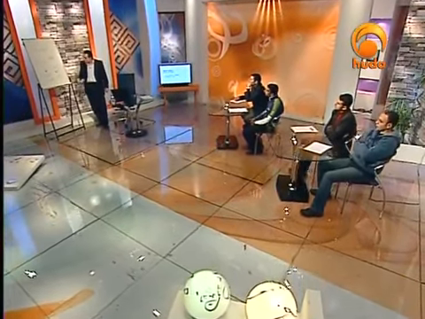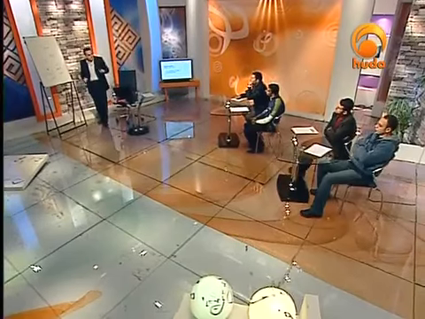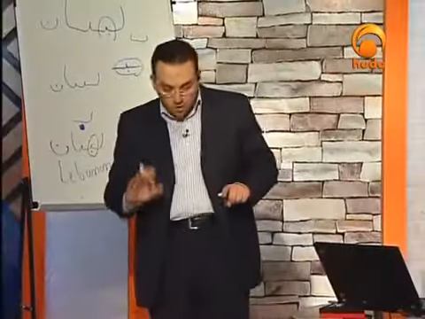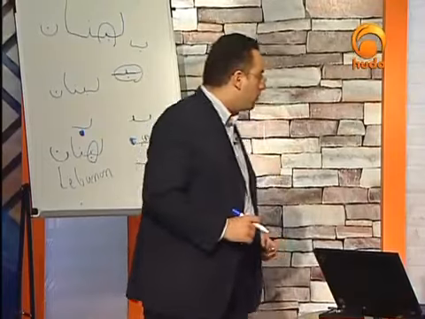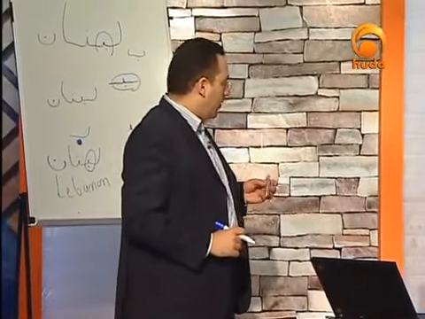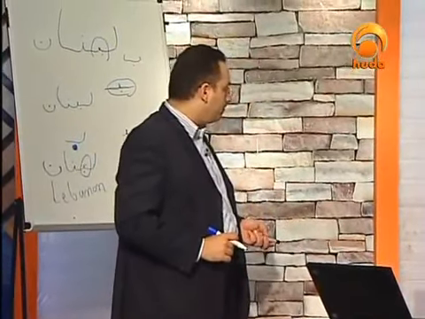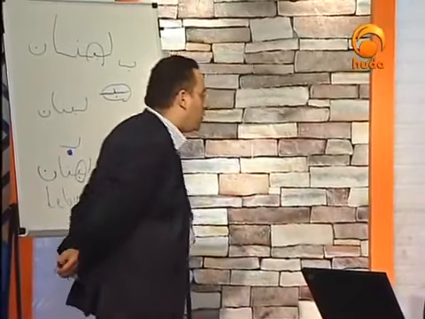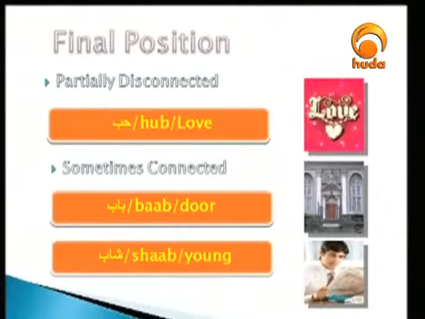Now let's move on. We discussed how we can write this alphabet in initial form, in the medial form, and the final form will be, as you see, partially connected, sometimes disconnected.